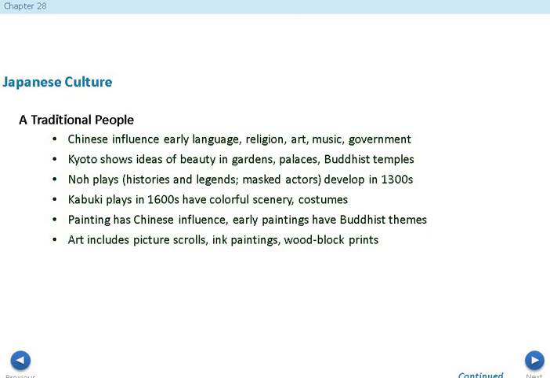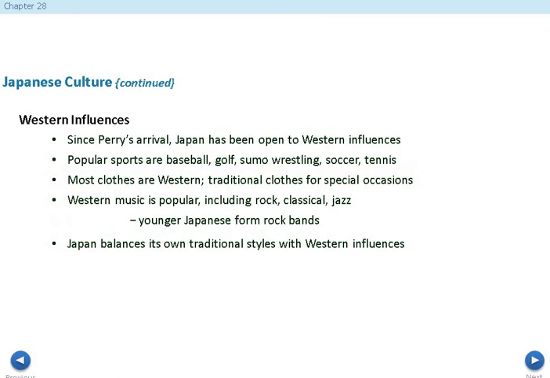Early paintings have Buddhist themes. Art is going to be included in picture scrolls, ink pads, woodblock prints, all of these things. Western influences: since Matthew Perry's arrival, Japan is going to start to become open to Western influences, particularly the United States. Popular sports include baseball.